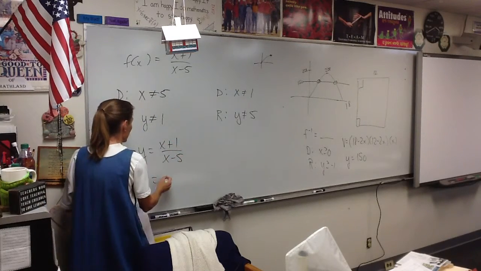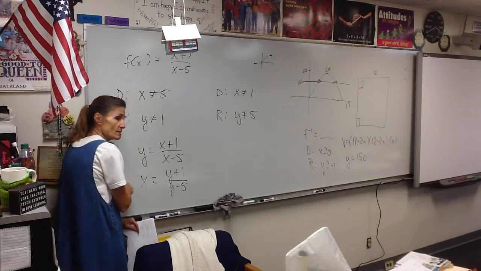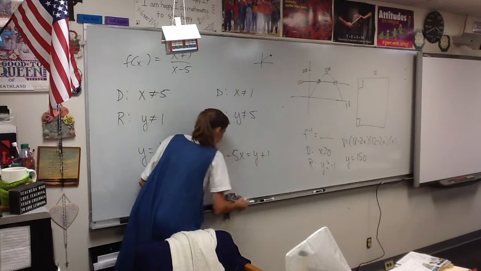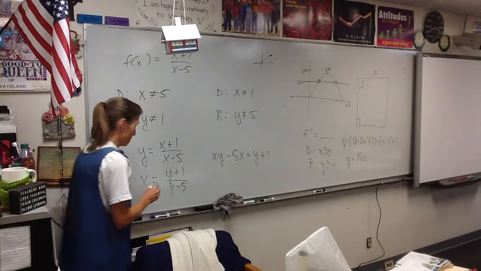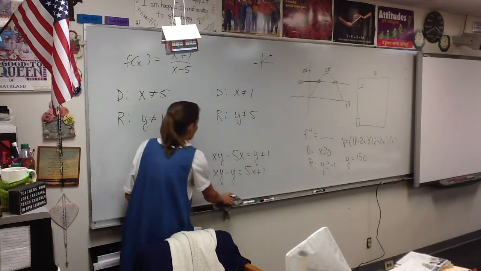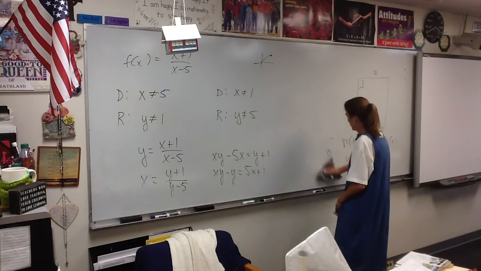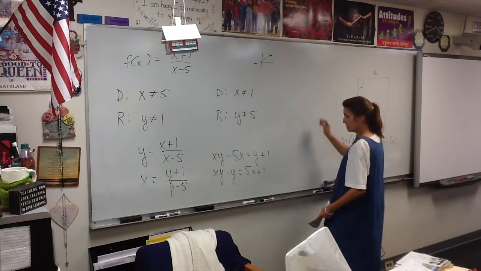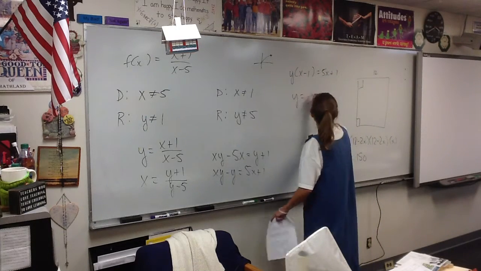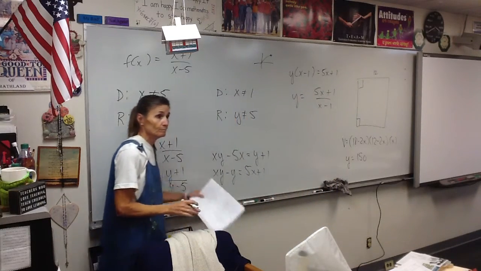Okay, remember we switch our variables. You did this on your quiz. Then we'll bring this over here. And then what do we need to do? Get all the Y's on that side. And then we will factor and divide. So I'm getting 5x plus 1 over x minus 1 as my inverse.